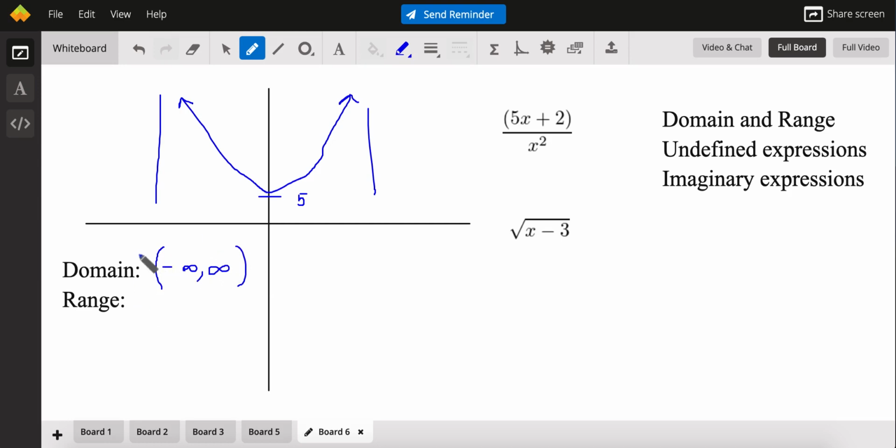The range is similar, except it wants to know what's the lower and upper bound of this curve. You can see your curve doesn't begin on the y-axis, the minimum, until 5. So 5 is the lower bound of your vertical interval. And of course, this thing keeps going up and up and up forever, so infinity is the upper bound. So that's domain and range.